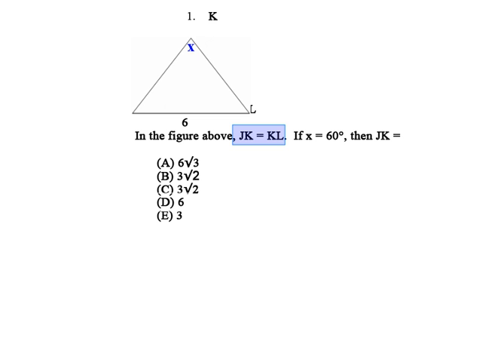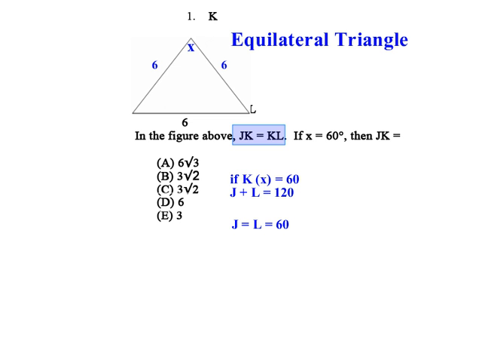And if we subtract 60 from the 180 degrees in that triangle, we get 120 degrees left over. So J plus L have to equal 120. If J plus L equal 120, J equals L. Each of those is a 60-degree angle, so we have an equilateral triangle. All the sides are equal. So JK will be the same as JL, and as KL, each of the sides will be 6.